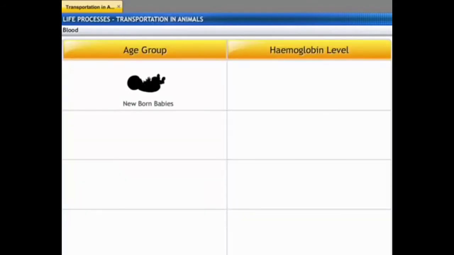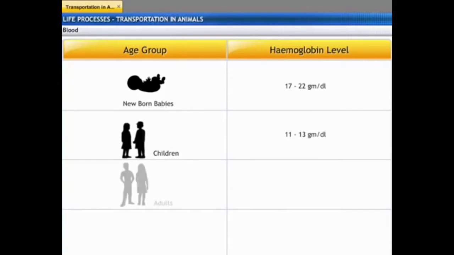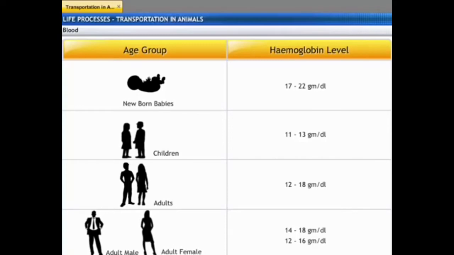In newborn babies, 17 to 22 grams per deciliter of hemoglobin is present. For children, the normal range is between 11 and 13 grams per deciliter, and for adults, it is between 12 and 18 grams per deciliter. An adult male has a hemoglobin level between 14 and 18 grams per deciliter, and in adult women, it is between 12 and 16 grams per deciliter.